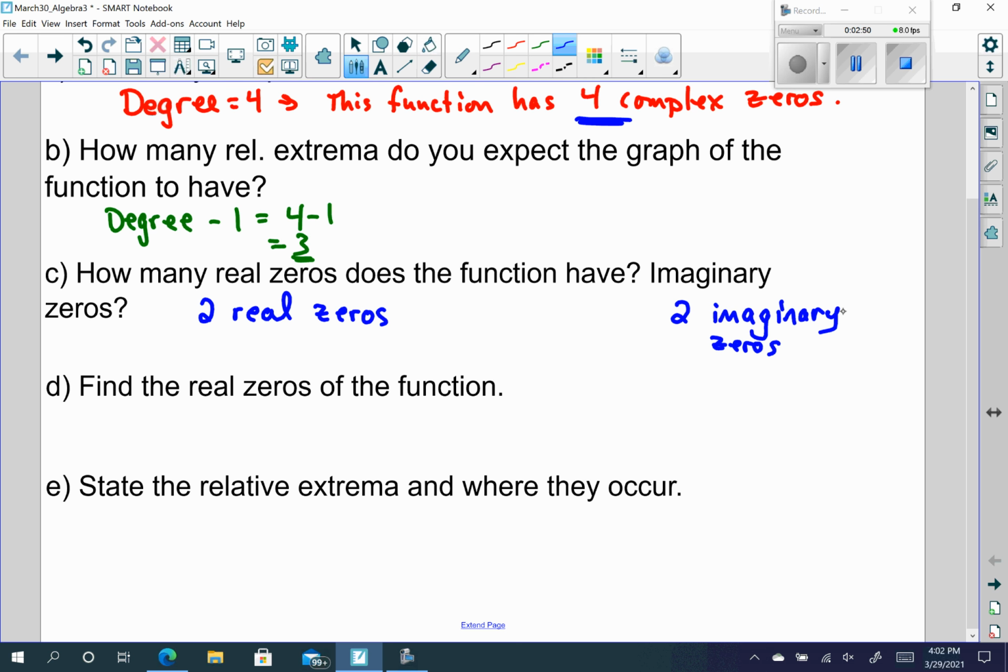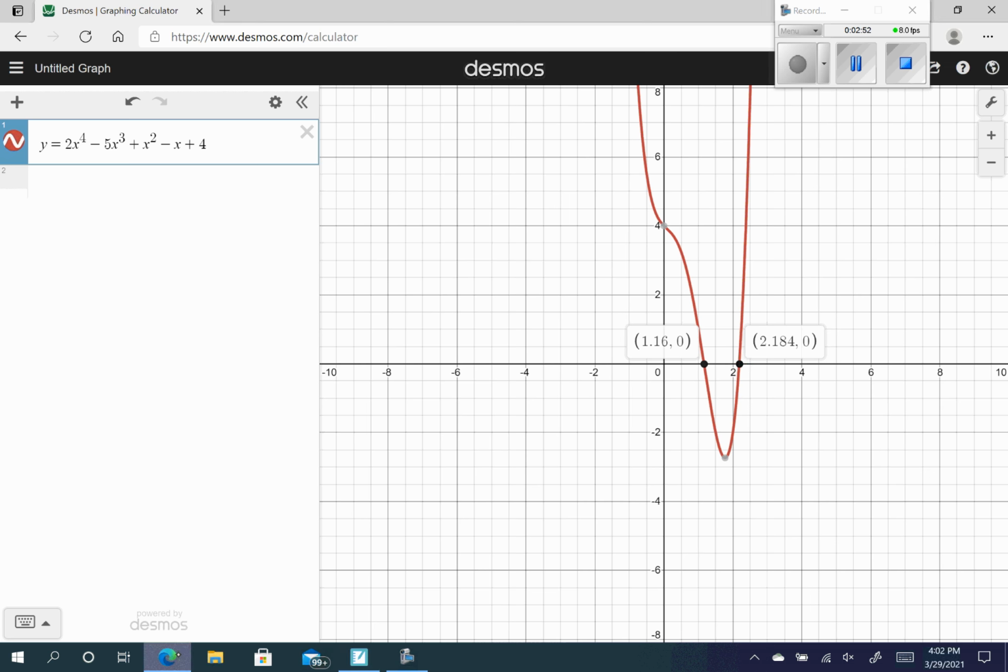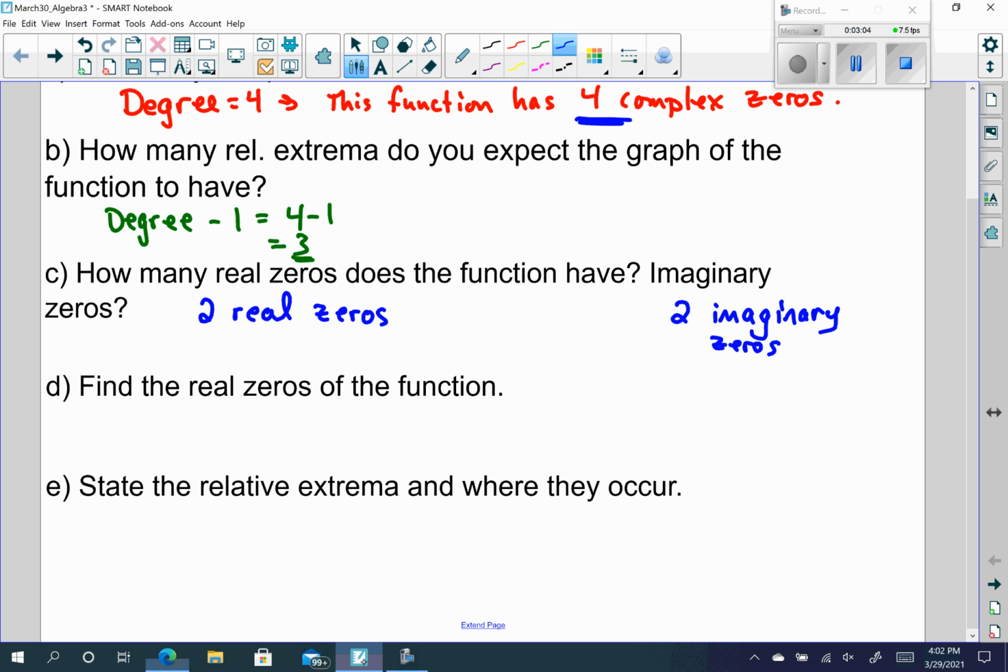Go ahead and find the real zeros of the function. So we go back to the graph. We only want the x values here. So 1.16. Now Desmos should always round to 3 decimal places, so that really means there's a 0 after it, and a 2.184. So we're going to list them this way. The zeros are 1.160 and 2.184 in set brackets, not parentheses.